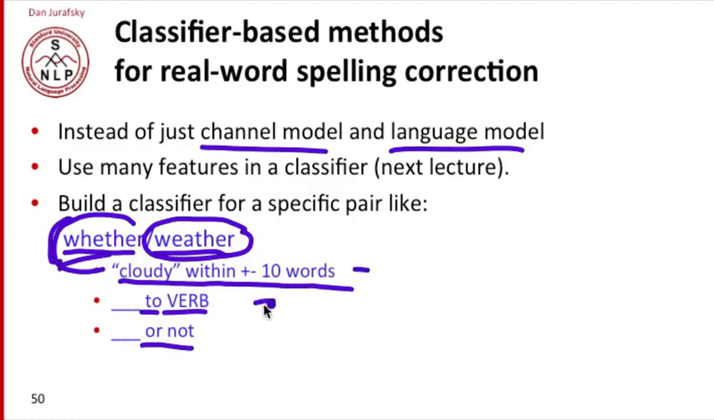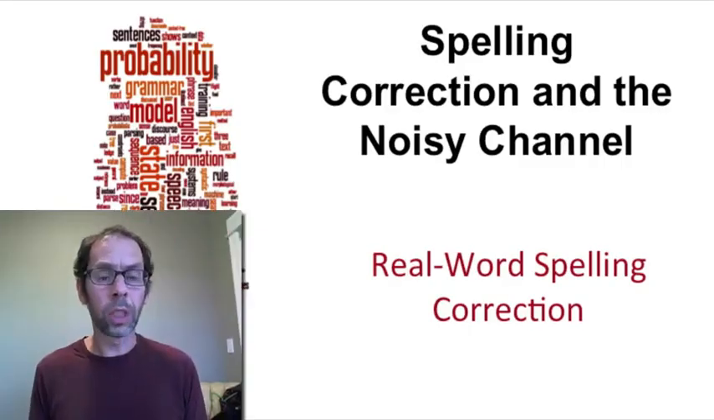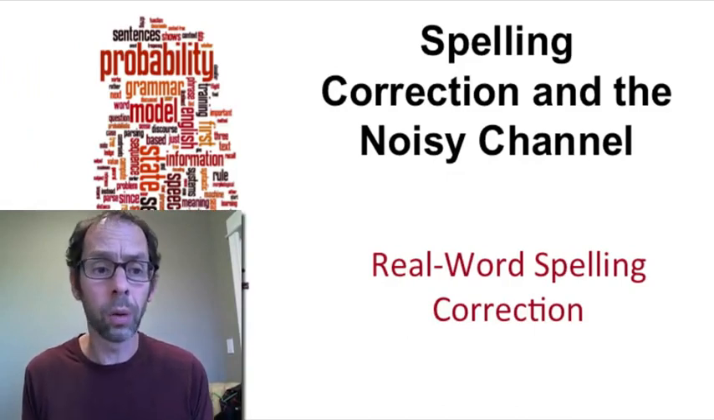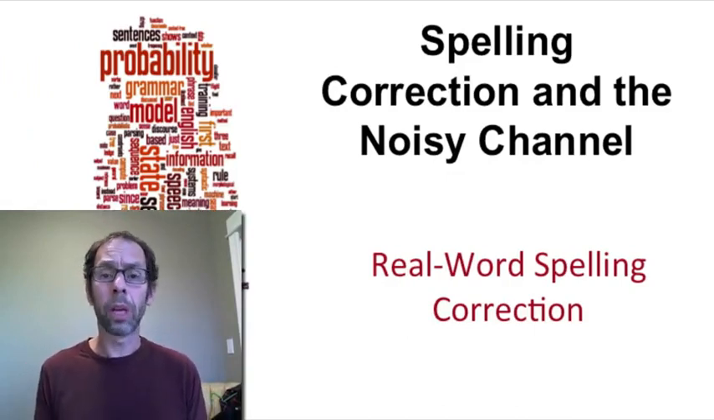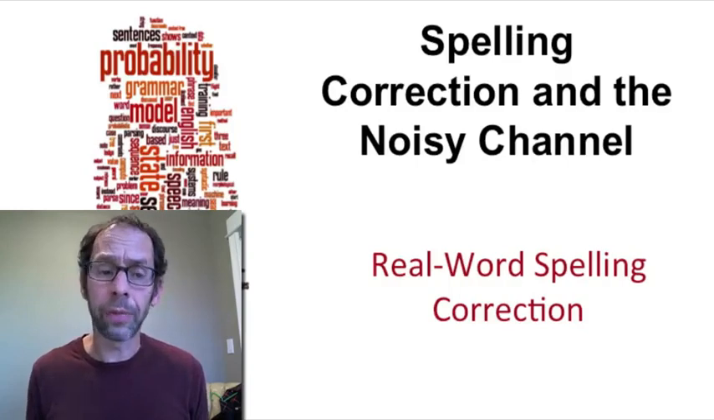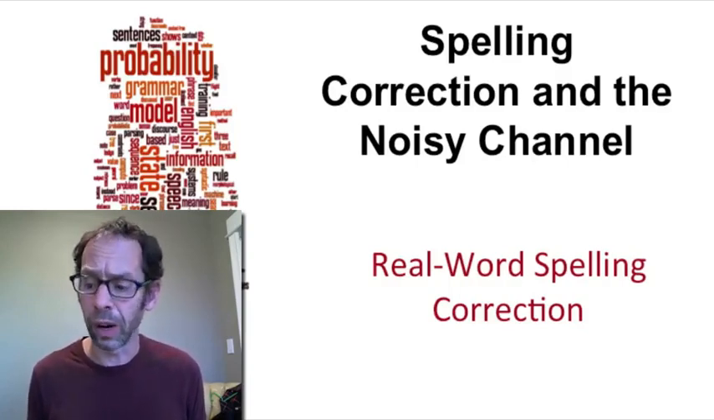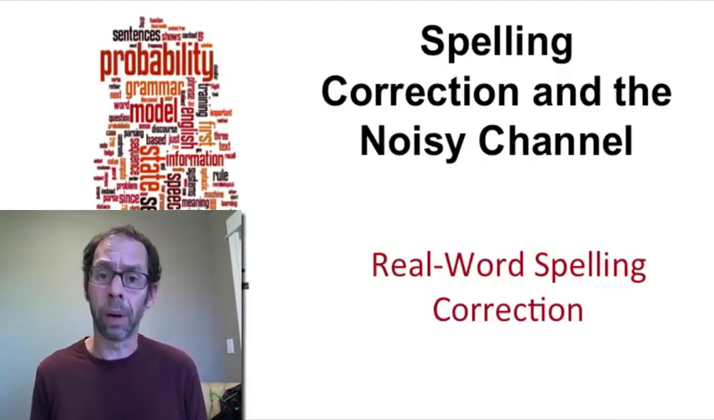So each of these features, plus the language model, plus the channel model, could be combined into one classifier that could make a decision. We might build separate classifiers for each possible likely pair of words. So in summary, real-word spelling correction can be done with the same noisy channel algorithm that's used for non-word spelling correction. But we can also use a classifier-based approach where we combine a lot of features and build classifiers for very frequent kinds of errors we like to model explicitly.